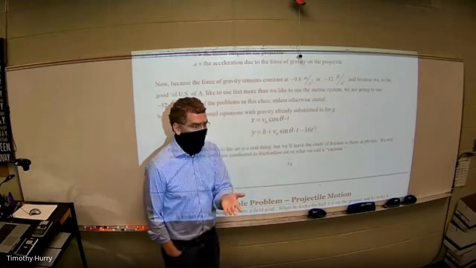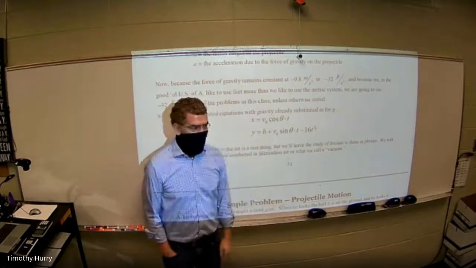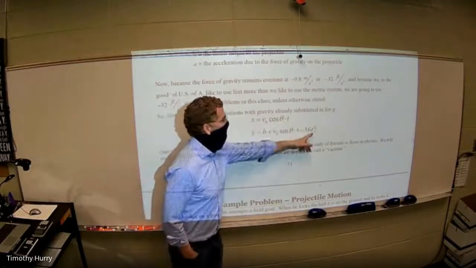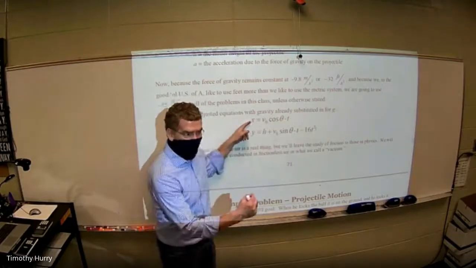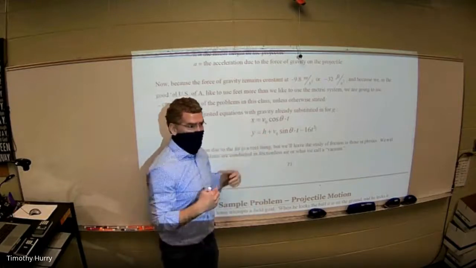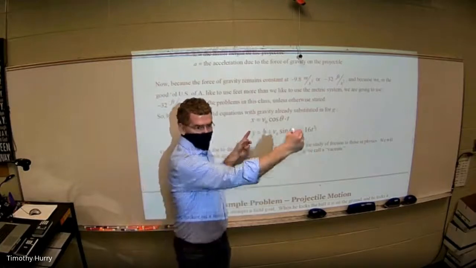Could be, but actually X and Y represent any position. So it depends on your time. So at time 1, if I plug a 1 in there, it represents my X movement at 1 second or 1 hour or whatever, my Y movement. At time 7, it would represent my X movement at 7 seconds, Y movement at 7 seconds.